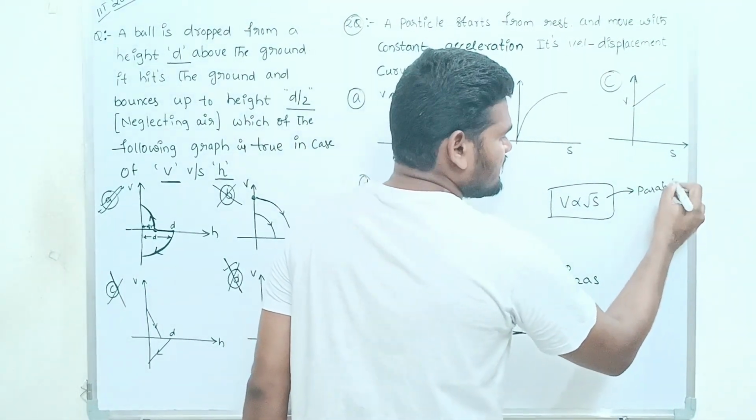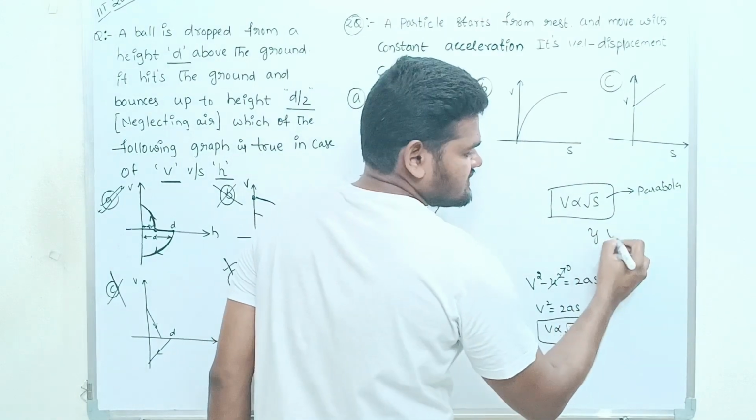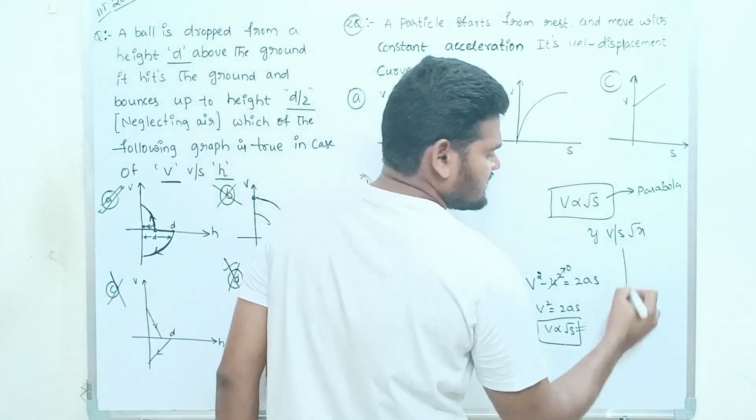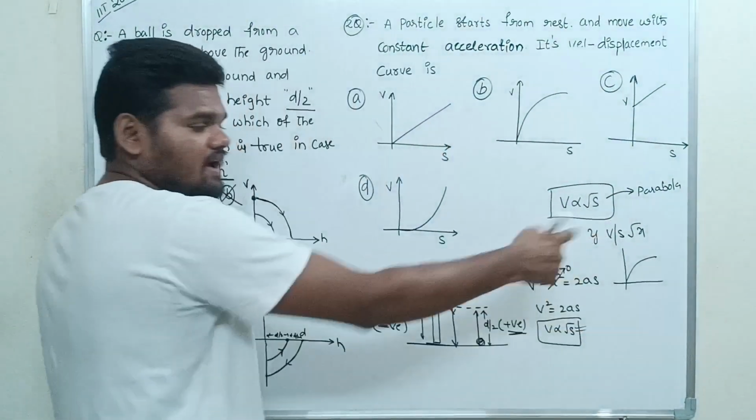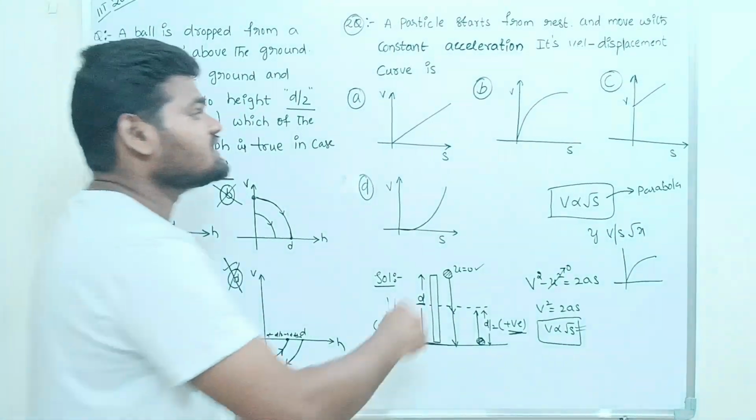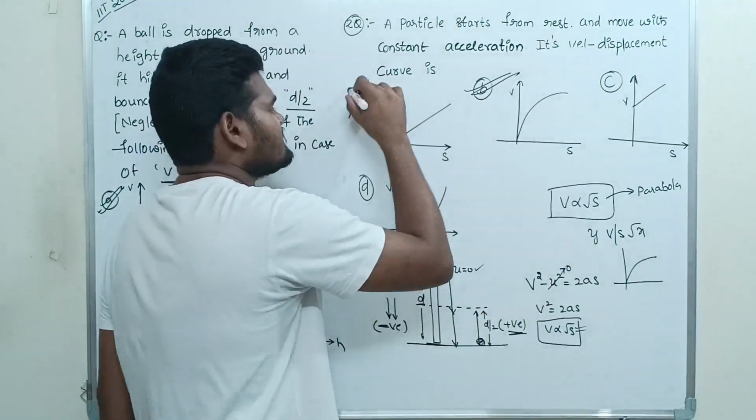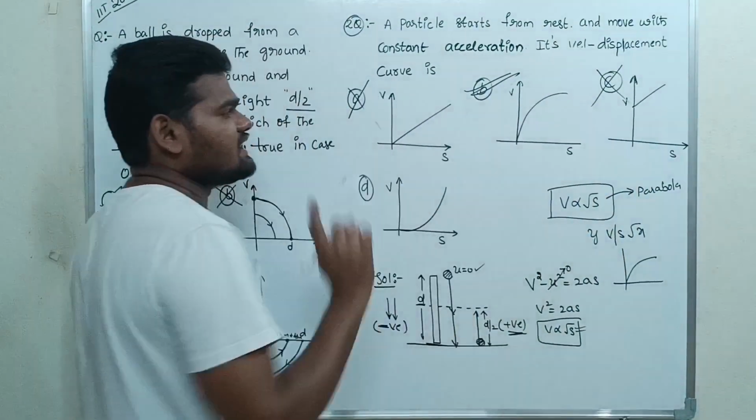And the graph is what? Parabola. Okay, so if you draw the graph for y versus root x, you will get a graph like this. It's a parabola. So the direct option is what? This one. It is not a straight line, so these get cancelled out.